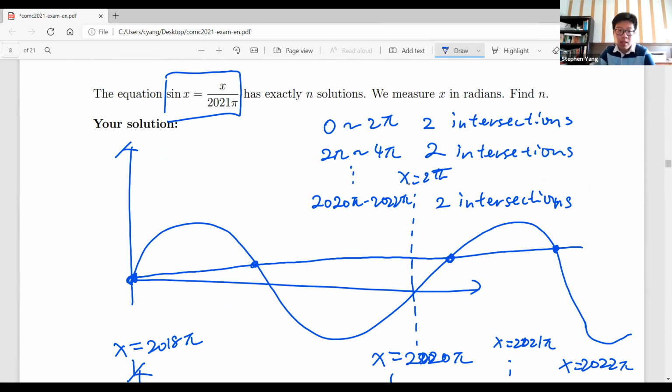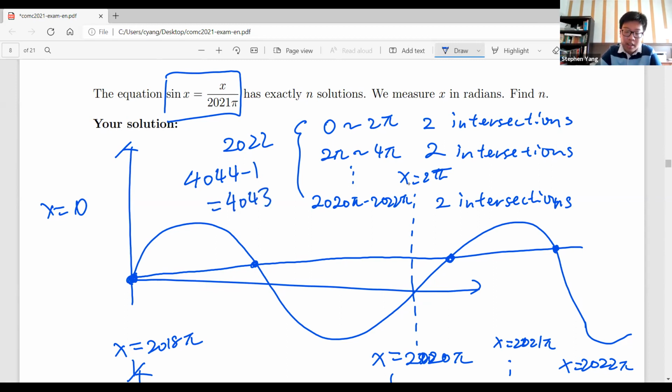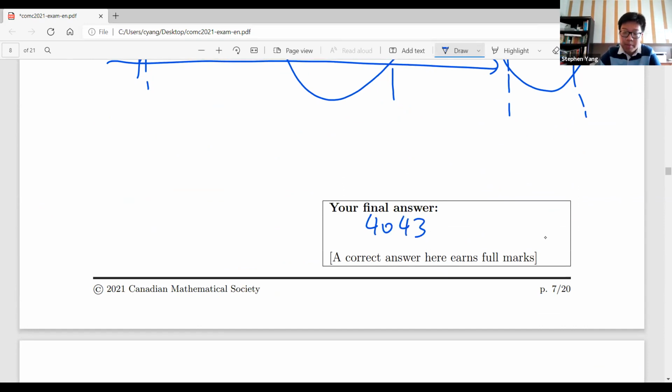The negative side is symmetrical to the positive side, so we could just double it. There will be 2022 intersections on the positive side and 2022 intersections on the negative side. However, the answer is not 4044, as you might think. The first intersection in 0 to 2 pi is actually x equal to 0, so this has been counted twice, in both the positive side and the negative side. So you must subtract 1 from the total number of intersections that we counted. So we have 4044 minus 1, and our final answer should be 4043. Okay, everyone good for this question now?